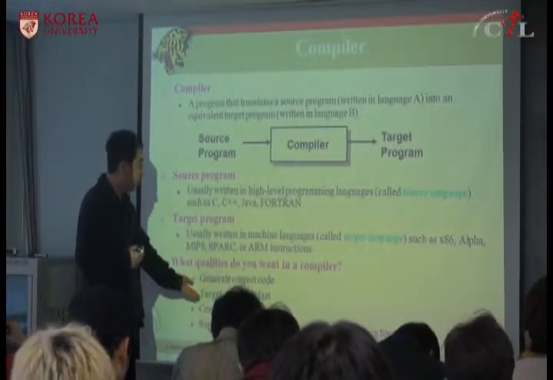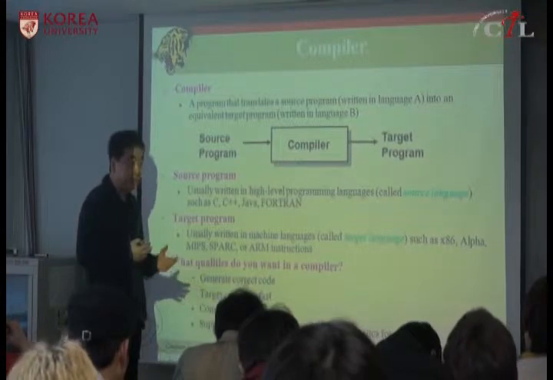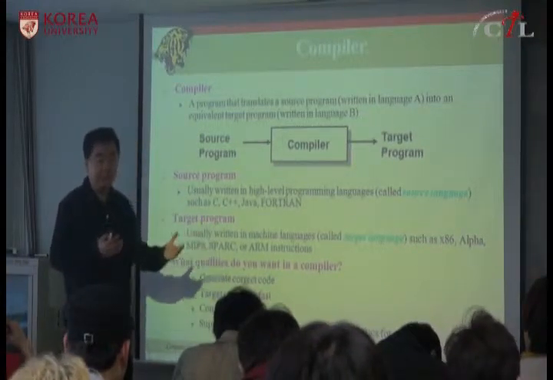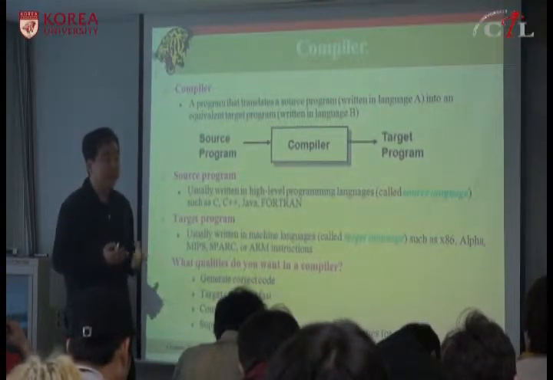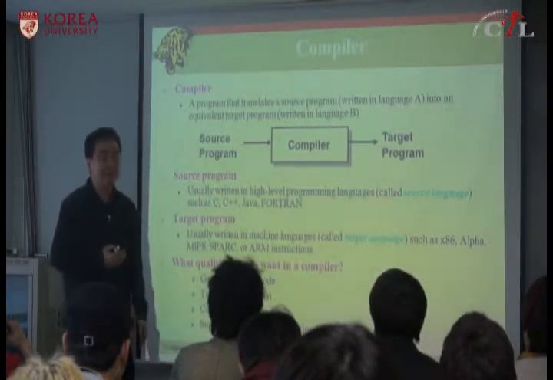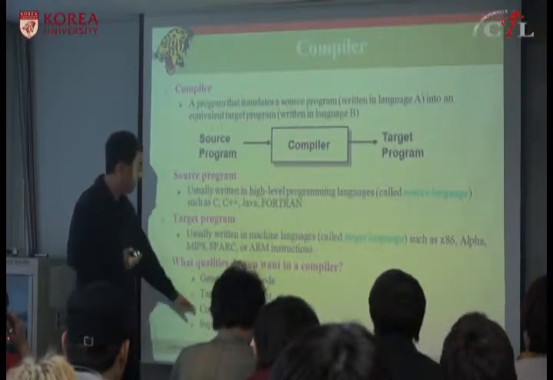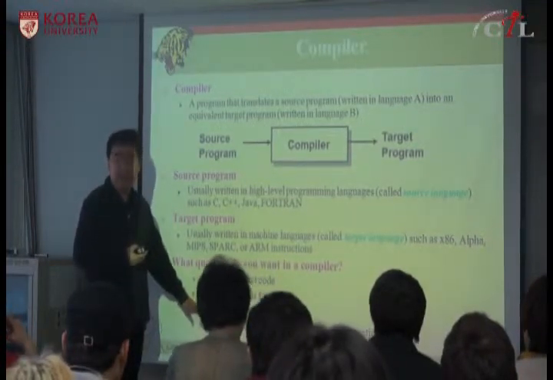And the target code should run fast. And the compilation time should not take that long, right? So if you compile and you wait 1 week, then even though it generates efficient code, it takes too long. But some research compilers might take 1 week.